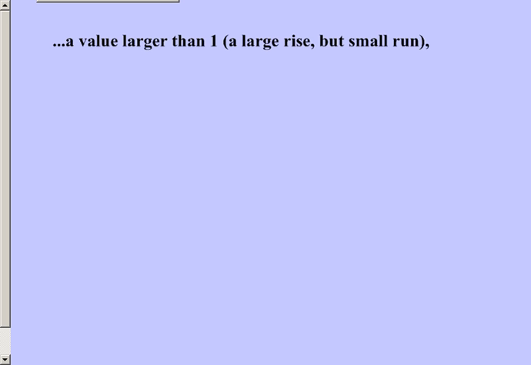Okay, a couple more pieces of information can be told from the slope. Let's say that the slope fraction is a value larger than 1, meaning the numerator is larger than the denominator, like 3 over 2, 5 over 3, 7 over 4, things like that. When this happens, what it means is the numerator, which represents the change in the y values, is bigger than the denominator, which is the change in the x values. Essentially, it means the line is rising faster than it is running.